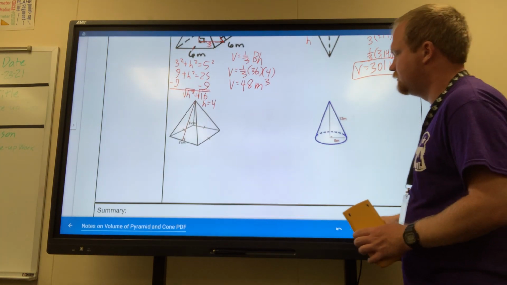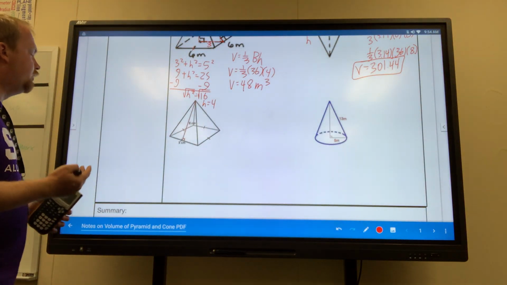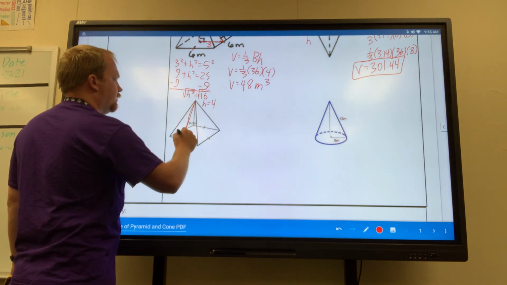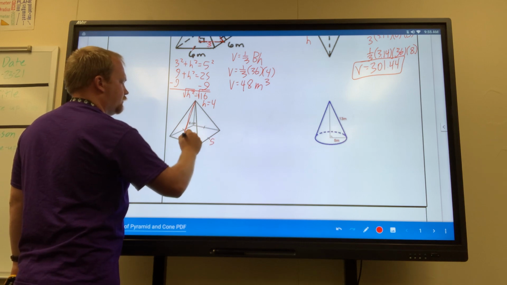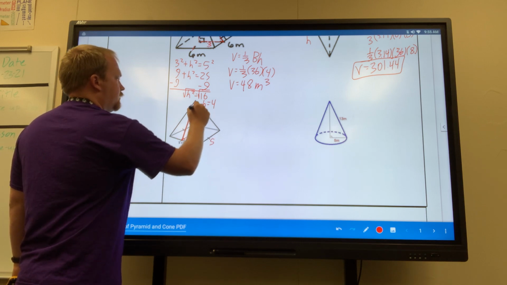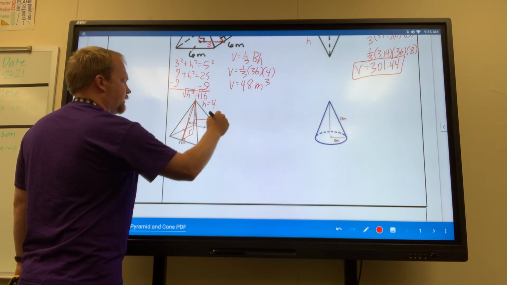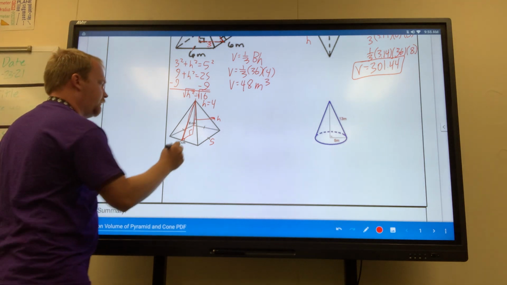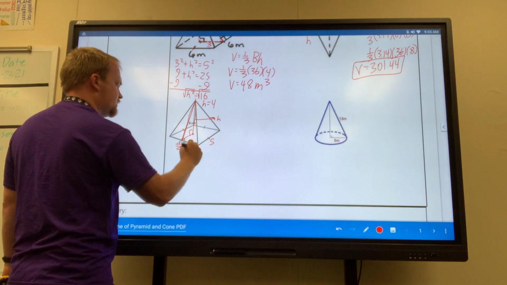Now, let's look at this pyramid real quick. So again, I'm given the slant height here. If I know this is 5, I gotta be able to figure out what this height is right here. I gotta be able to determine what the height is. But luckily, if it's dead center right here, then it's gonna be half of that, which is 2.5.